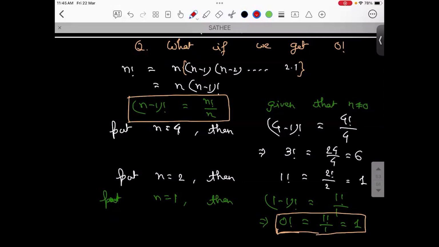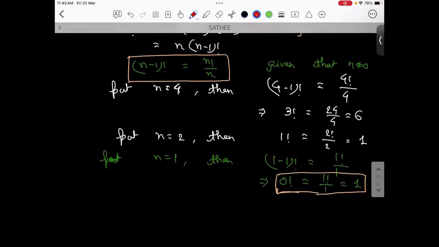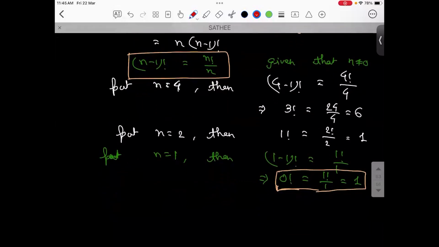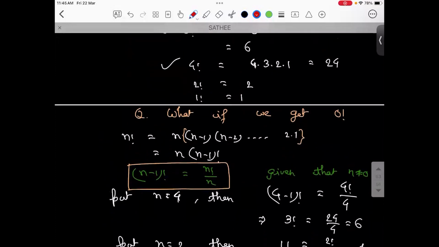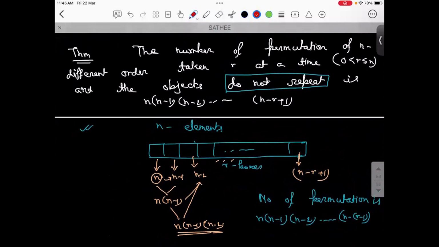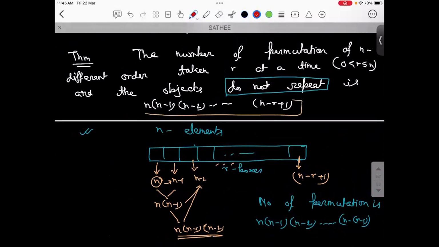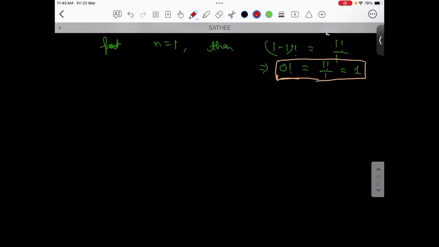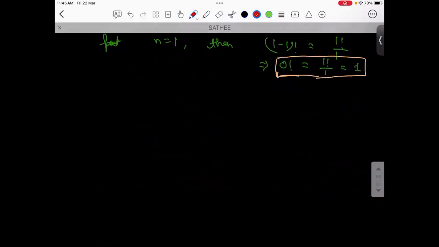Now using this, how can I use this factorial notation to know about this number? How can I use that? So let us denote the number of permutations by NPR.